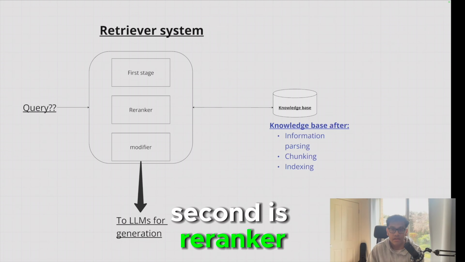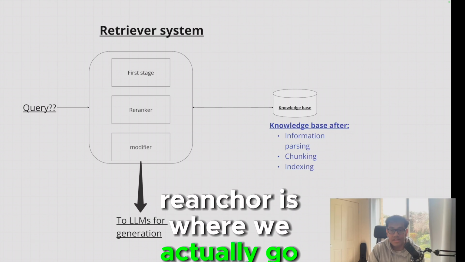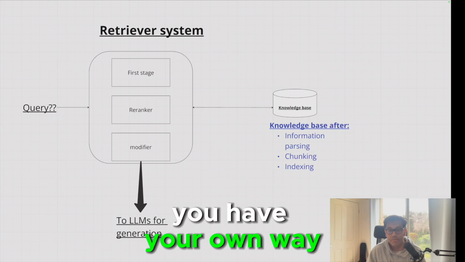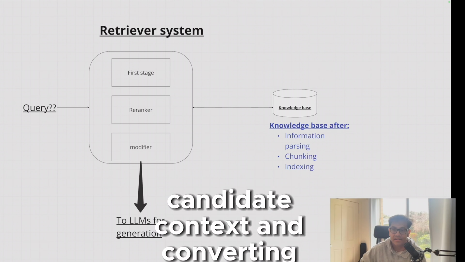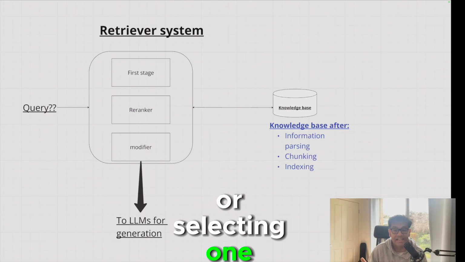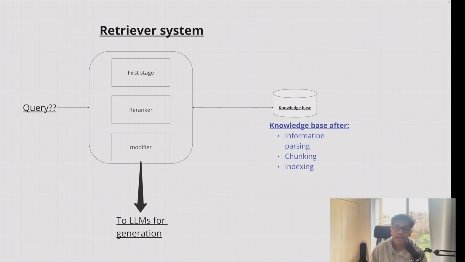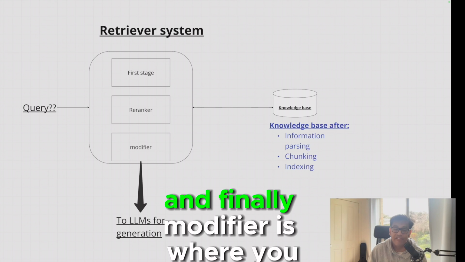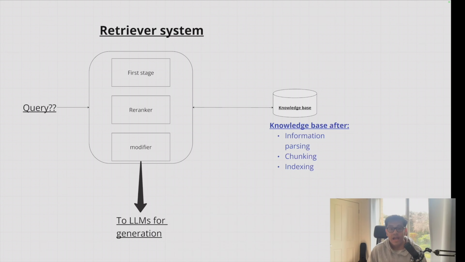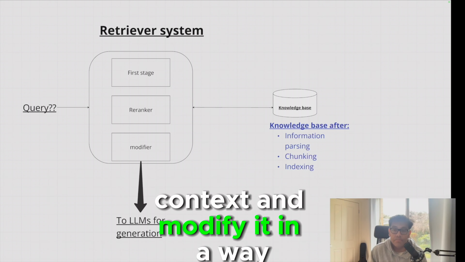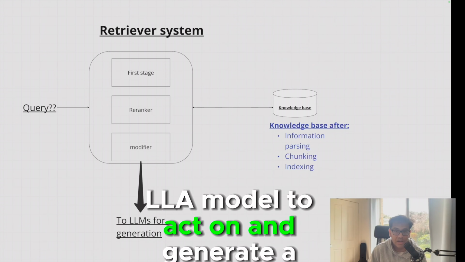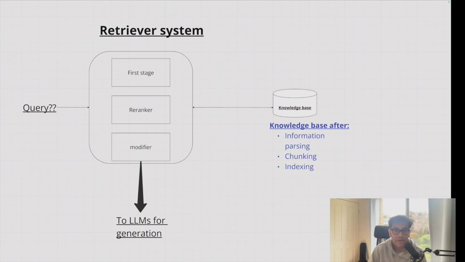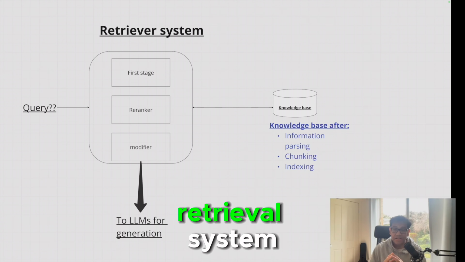Second is the re-ranker. The re-ranker is where we take these 4 or 5 different candidate contexts and convert them, or select one particular context that could be added to a large language model. And finally, the modifier is where you take the final context and modify it in a way which might be suitable for the downstream large language model to act on and generate a particular output. So in essence, this is a retrieval system.